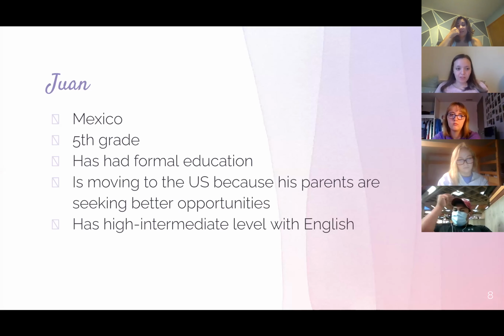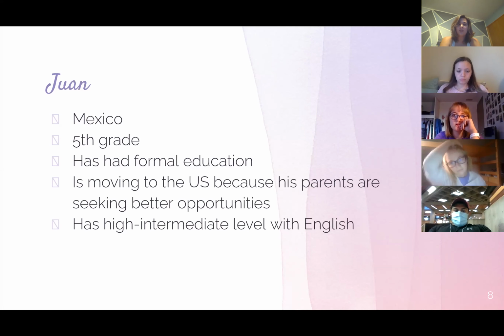So the first person is Juan. He is from Mexico. He is in 5th grade and he has experience with formal education, so he does not need any help in that way. He is moving to the US because his parents are seeking better opportunities, and he has a higher intermediate level of English. He knows English pretty well. He's just in the classroom so he can have a little bit more help, but he does not need a whole lot of extra instruction. And that's one student that you might have in your classroom.